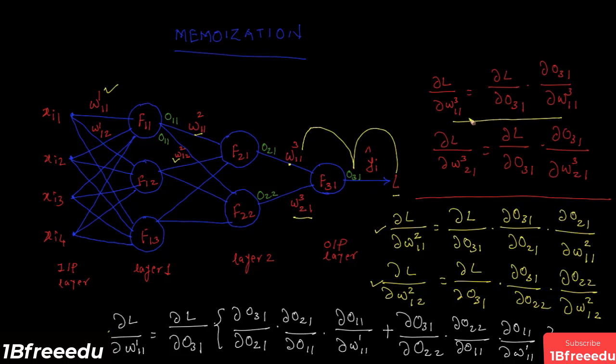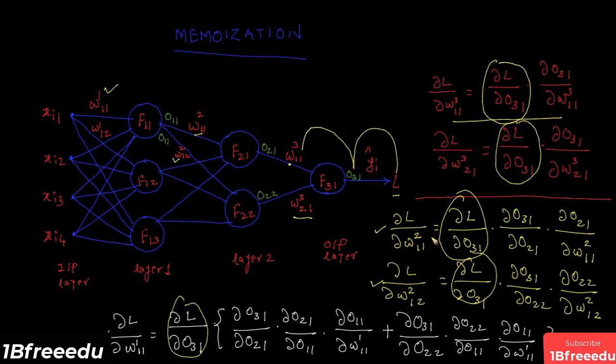If you look at these derivatives, I am computing the derivative of loss with respect to O31 here, as well as here, here, and here. You see, in only these 5 derivatives, I am doing this derivative computation repeatedly. This is redundancy. I am computing it here as well as here as well as here, which means I am doing the same thing again and again. I can cut that time.